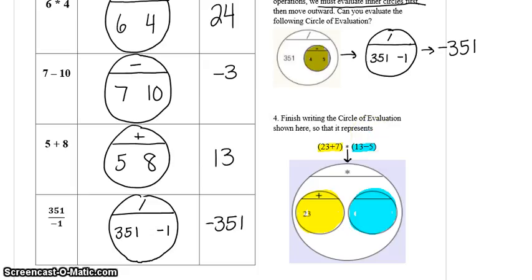So in each of those inner circles, we need to do 23 plus 7. The only thing that's missing there is the other input in the left inner circle. And so here we're doing 23 plus 7 times the main operation, multiplication, is already up at the top. And in our second inner circle, we want to do 13 minus 5. So the operation that goes up at the top is subtraction. Our first input is 13, and our second input is 5.